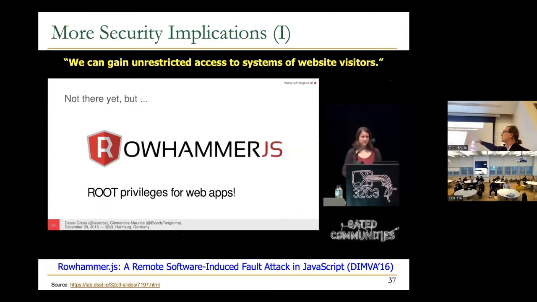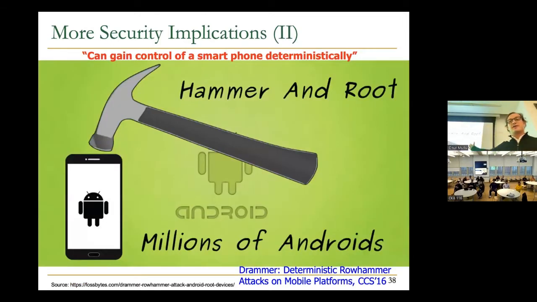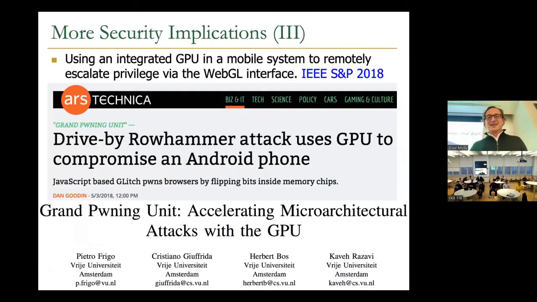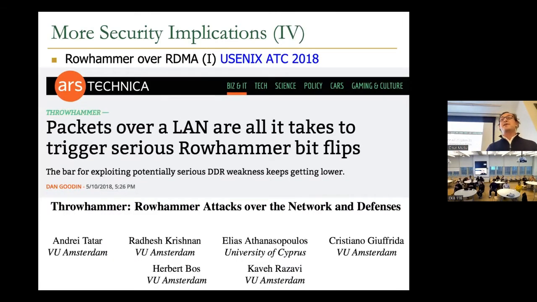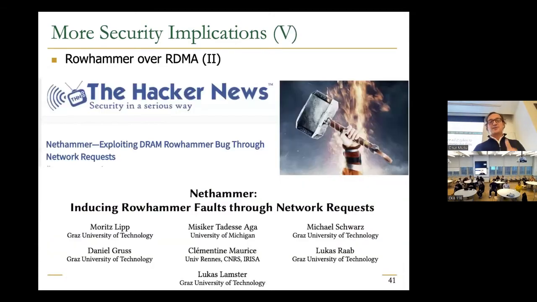Later, these folks from TU Graz showed that they could exploit RowHammer to induce bit flips on a remote machine, and they could take over that remote machine. These folks from Vrije University Amsterdam showed that you could actually induce these on a cell phone and take over someone's cell phone. I don't know if you can still download their application on an Android phone, but you could try it. People show that you could execute these attacks with a GPU. People show that you could do these attacks on remote direct memory access in a data center. And these folks showed the same thing.